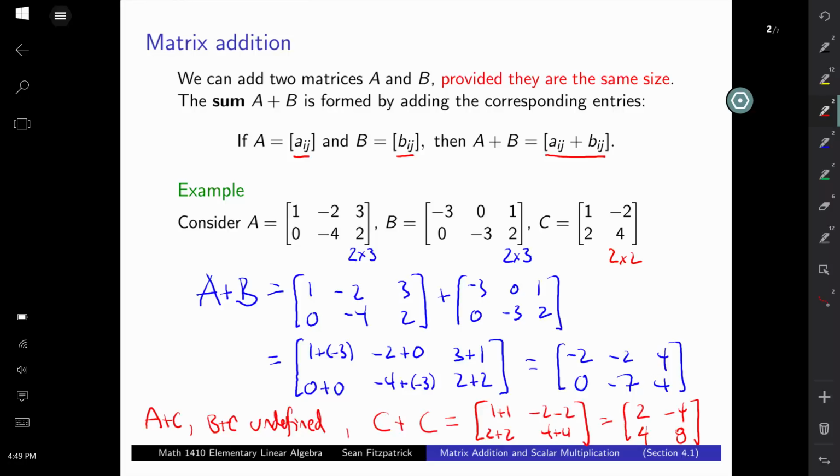And you might guess that there should be some sort of scalar multiplication operation that would allow you to say that this is equal to 2 times C. And we'll see that indeed that is the case. We'll be there pretty soon. But we've got to finish our discussion of addition first. So let's move forward.